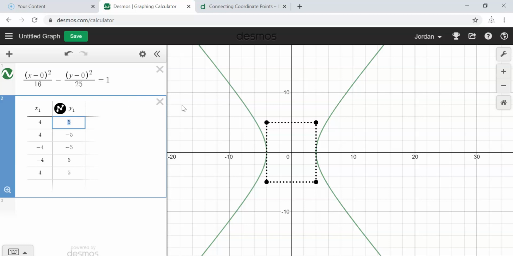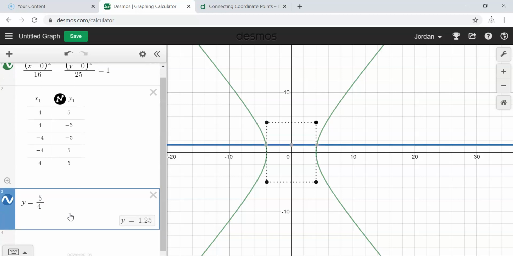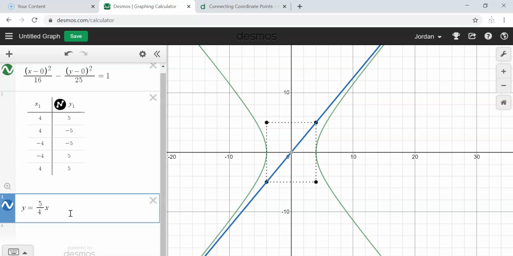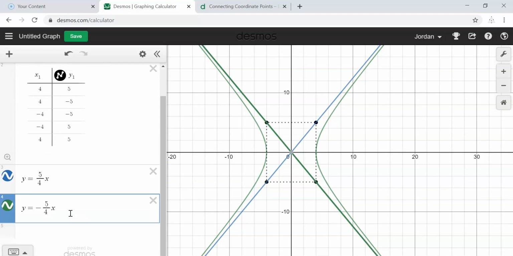And if we actually graph, connect these diagonals, so the point (4, 5) and the point (-4, -5), and if we connect the point (-4, 5) and the point (4, -5), it turns out those two lines that we create will be asymptotes. Now, let me just say those lines are y equals 5/4 times x and y equals negative 5/4 times x.